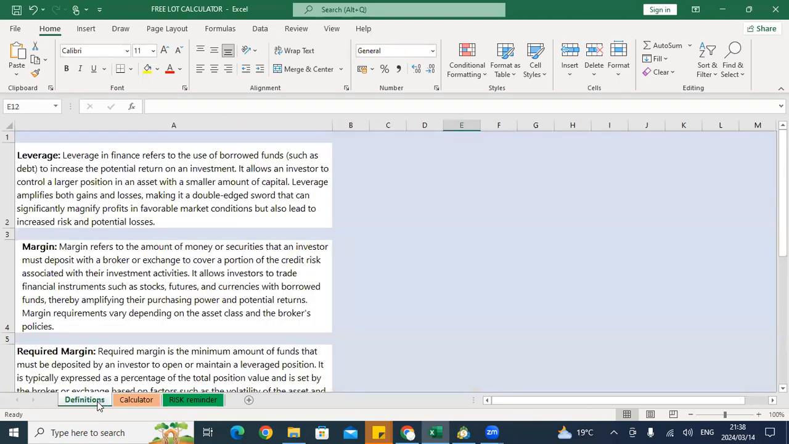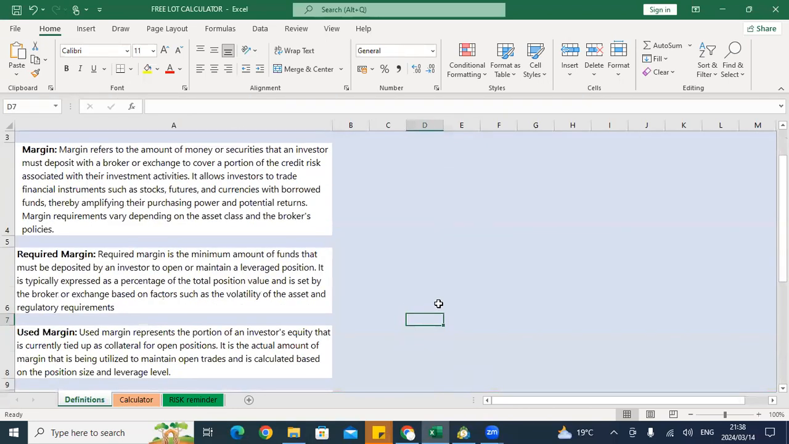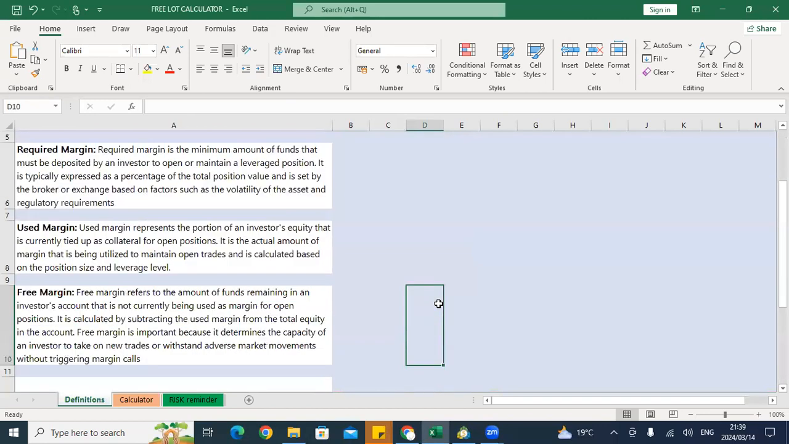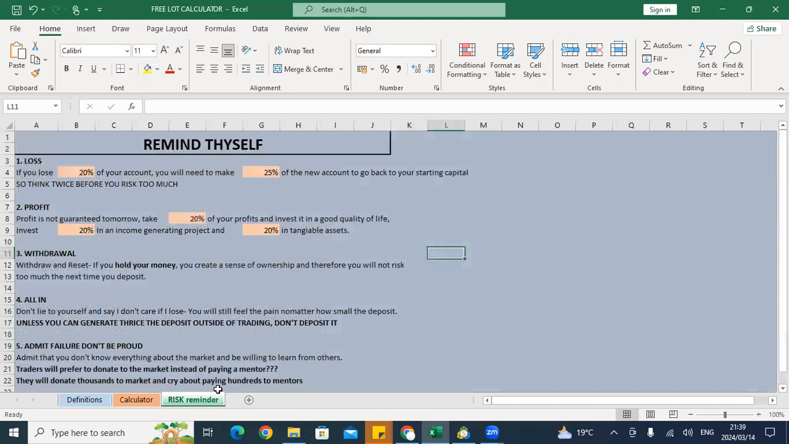And I did put a couple of definitions in this free tool as well. Definitions of leverage, margin, required margin, and all of the other stuff that you want to know about. Pretty sure you see it's there. And then also this is a very important tool as well. I put this particular calculation here about if you lose a certain percentage of your account, you will need to make back what percentage of the new account to go back to your initial starting capital.